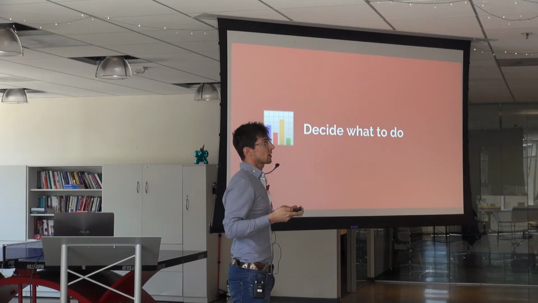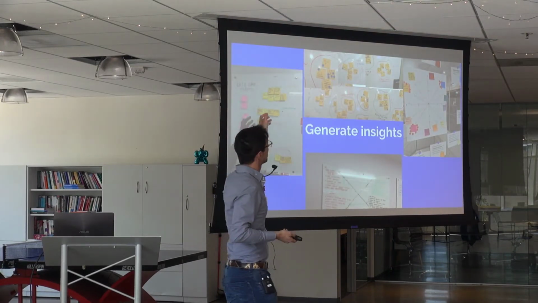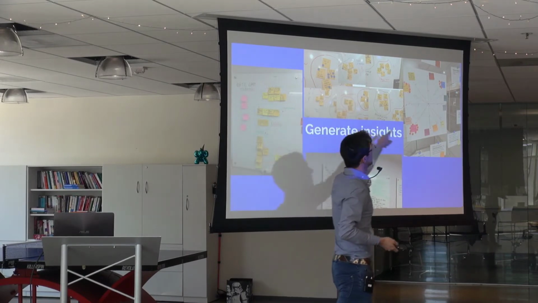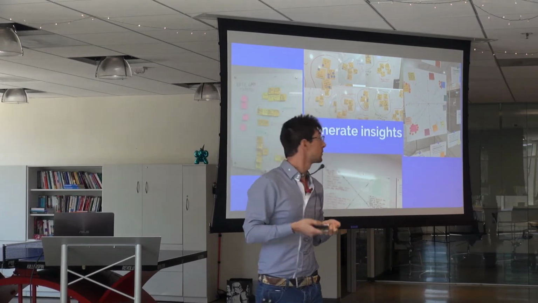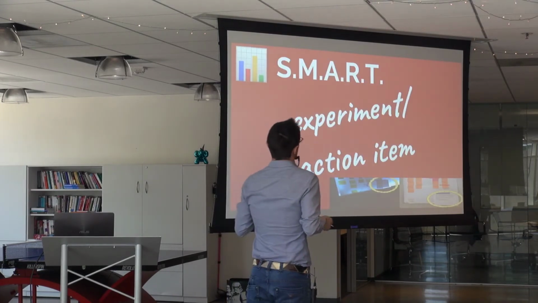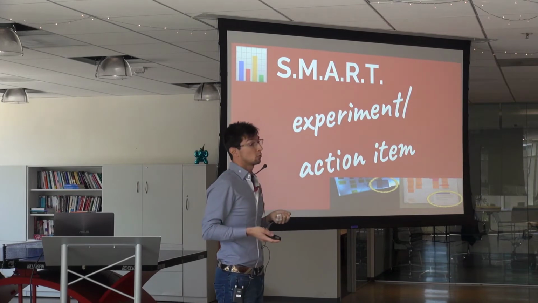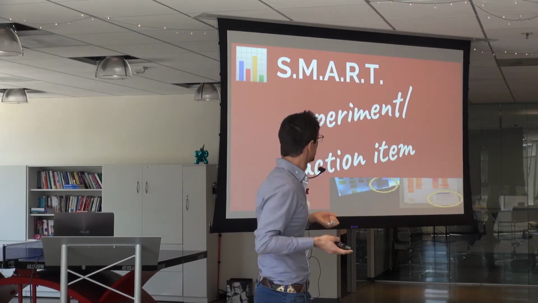Once you generated that insight, once you found out what you want to focus on, during that phase, you also prioritize. That's what those dots are. We can't focus on everything, especially if we have an hour and a half. And so you prioritize on something, and then you decide what to do with some experiment or action item or whatever we want to call it. Something that is actionable, something that we're going to follow up.